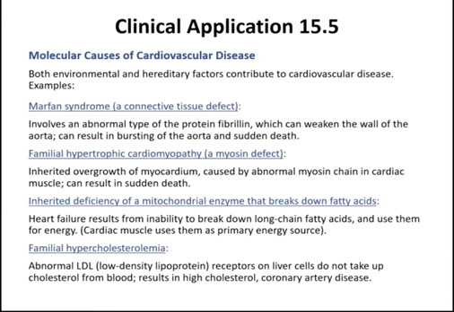What happens here is that you inherit an overgrowth of the myocardium. You have an abnormal amount of cardiac tissue there, caused by abnormal myosin chains in the cardiac muscle, and it can lead to sudden death.